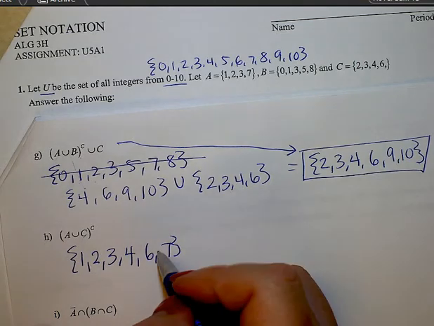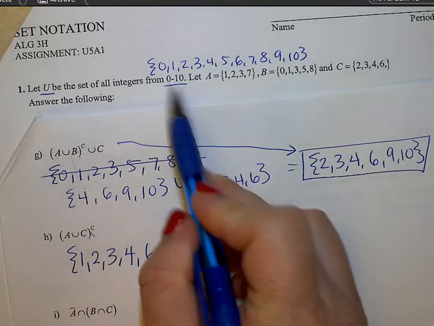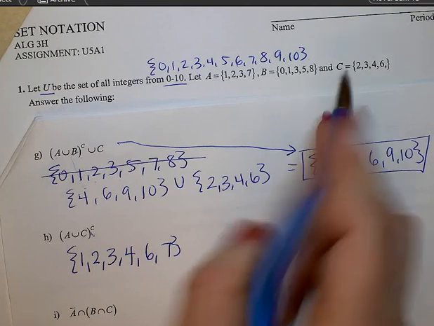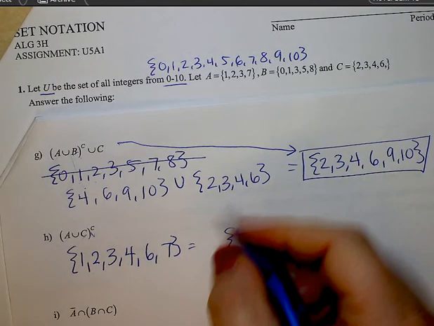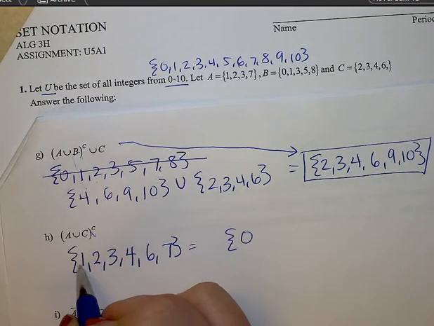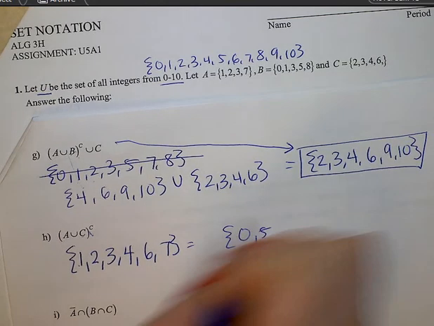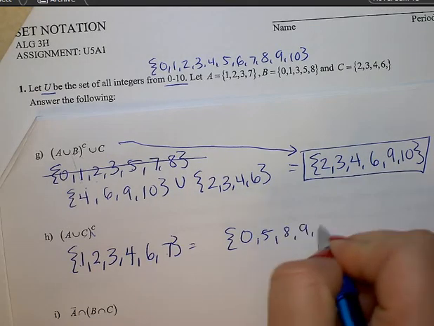Now I'm going to take the complement of that. That means I look back to the universal set and I exclude everything from this point. So 0, not 1, 2, 3, 4. I have 5, not 6, 7, 8, 9, and 10.